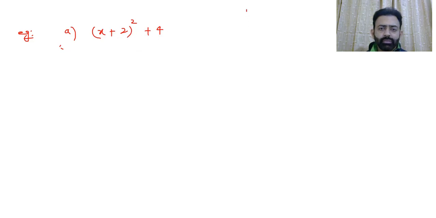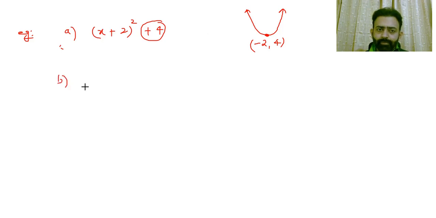You will say that my parabola will be like this. Why will it be U-shaped? Because the coefficient of x² here is plus. If I open up this bracket, I will get positive x², so it will be a U-shaped curve, right? Second, since it is plus 2, the x coordinate of the vertex will be minus 2. And y will be plus, so it will be plus only. So the vertex coordinates are (-2, 4).